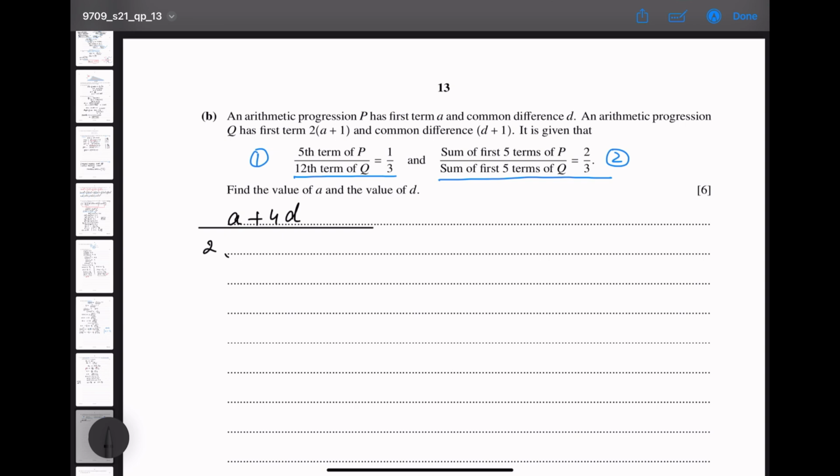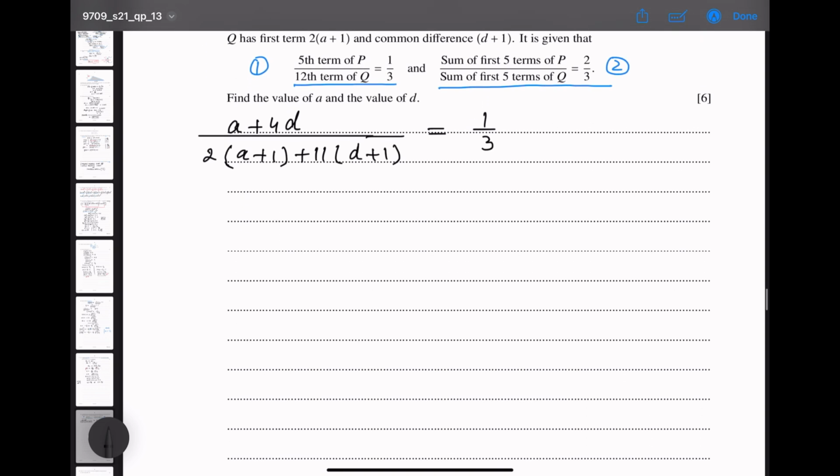So that is 2 into A plus 1 plus 11 into D, where D for Q is given as D plus 1, and the ratio is equal to 1 over 3. Now we will simplify it. The numerator remains the same, and the denominator becomes 2A plus 2 plus 11D plus 11, equal to 1 over 3.